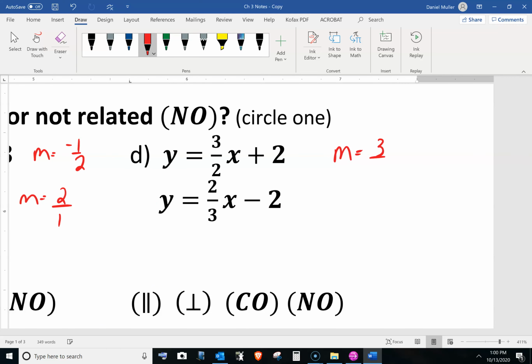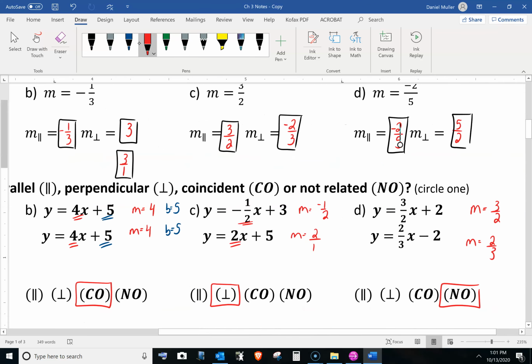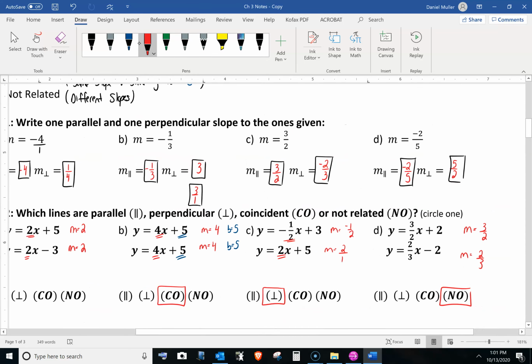Here my m is 3 over 2. Here my m is 2 over 3. So they are flipped, but they're both positive. So that doesn't mean anything here. Are they the same? Nope. Are they flipped? One positive, one negative? Nope. So we say, hey, there's no relation here. They are not related. So yes, they are flipped, but they have to be flipped and negated from each other. One positive, one negative. And that is not the case here. So those are the 4 questions here.